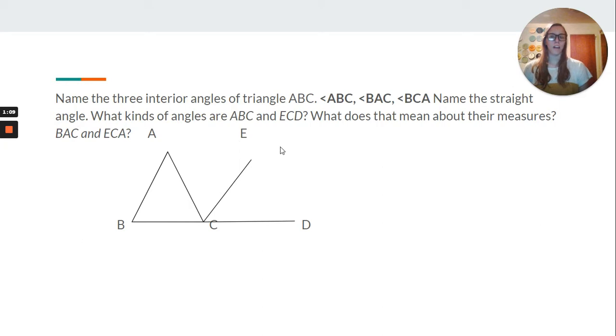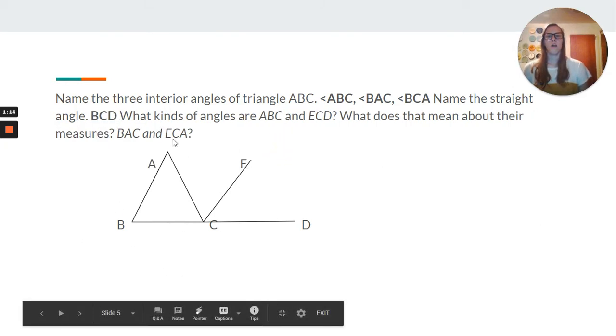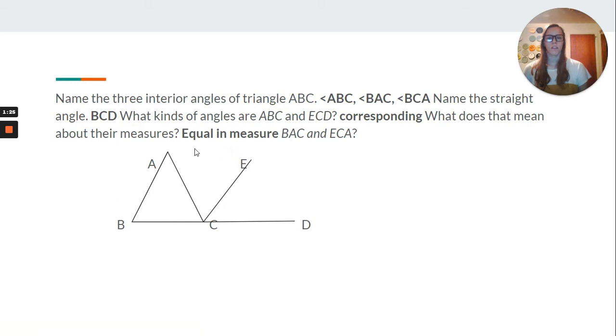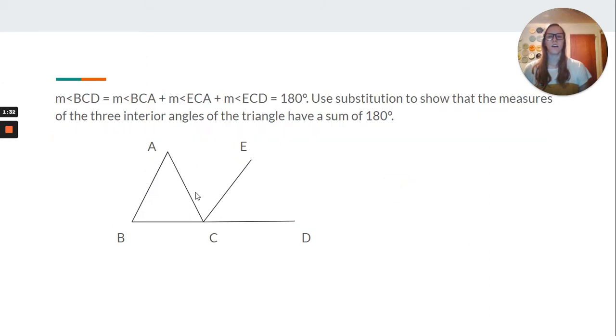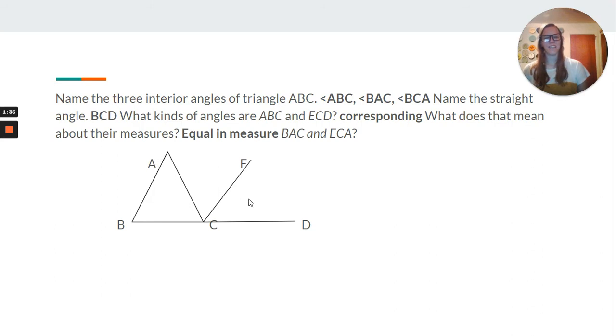Name the straight angle. We have BCD here at the bottom. What kinds of angles are ABC, so this one, and ECD? They are corresponding. And what does that mean about their measures? They're equal in measure. And then what about angles BAC and ECA? Whoops, I forgot that. They are alternate interior angles, excuse me. Okay? Which means that they are also equal in measure.